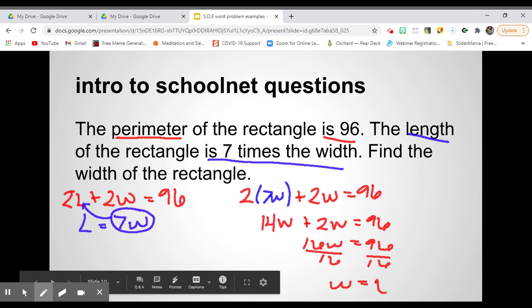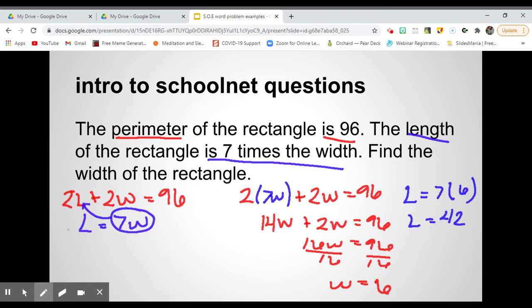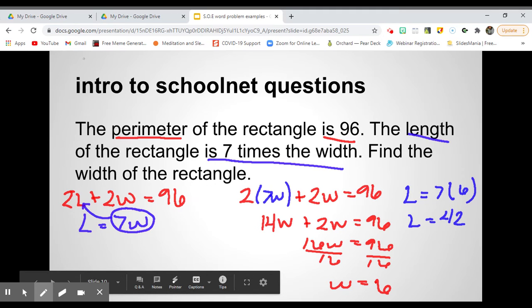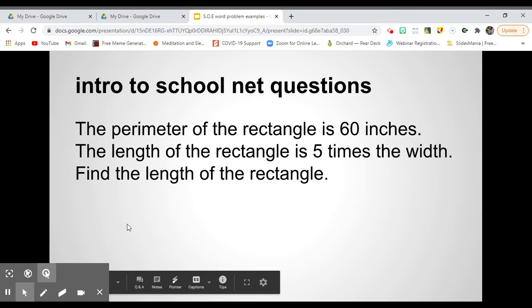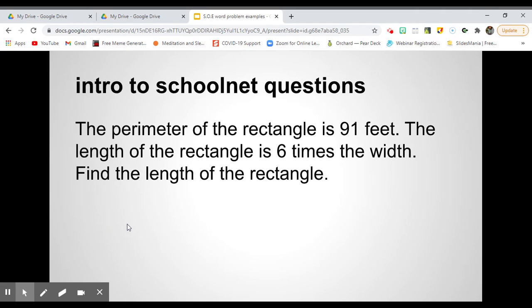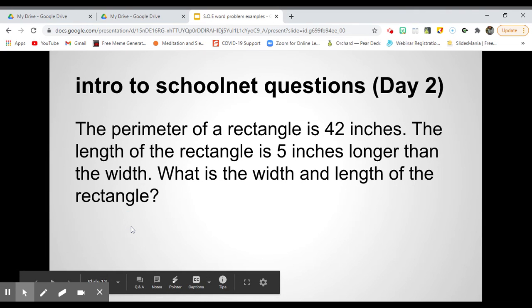Then if we look at our problem, the length is 7 times that. So our length is 7 times 6, and so our length is 42. Okay, doesn't seem too bad yet. We're going to look at some other ones that are going to be talking about greater than and shorter than. We did our times first. Now we're going to do two of them that have the words greater than, longer than, or shorter than.